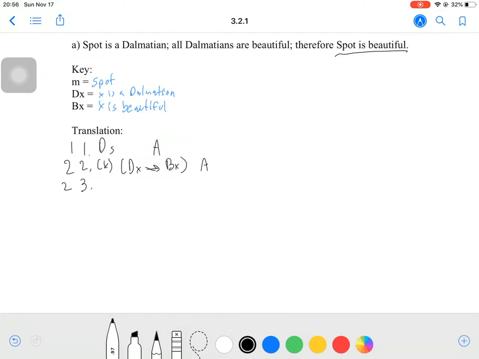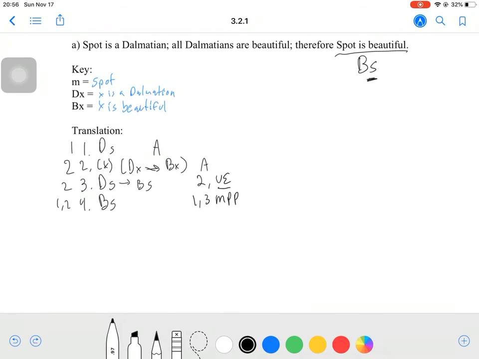So in line 3, from assumption 2, we want to make this into Ds arrow Bs, from 2 UE. Since it's UE that we're using, we're allowed to replace that x with any variable that we want. Since we already have Ds, namely the s, and our goal is Bs, we know that we're going to want to use an s. Then in line 4, we can say that from line 1 and line 3, it follows that Spot is beautiful. 1, 3, MPP. And that's all that you would have to do for this type of problem.